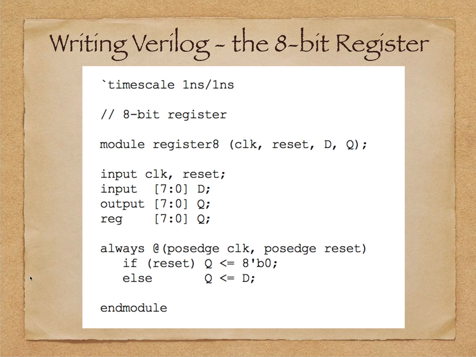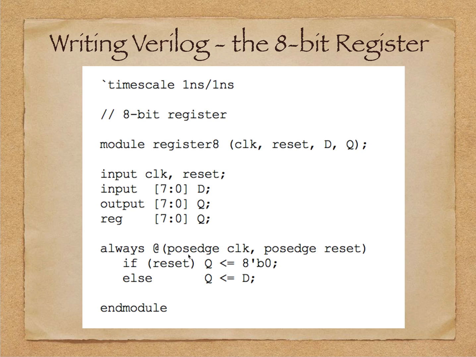When we want to write a register, notice the similarity to the D flop. The structure is identical. The only thing that is different is now the data path through the register is 8 bits wide. So our input is 8 bits wide, our output is 8 bits wide, and then we must declare a register as our data type, also 8 bits wide.